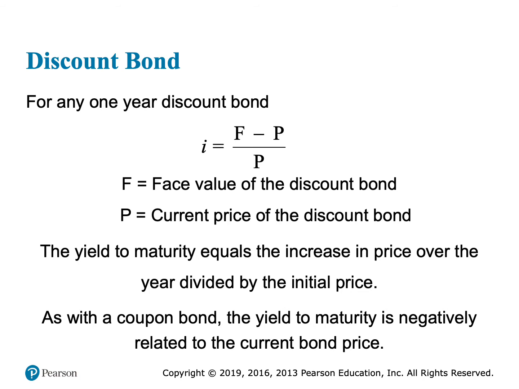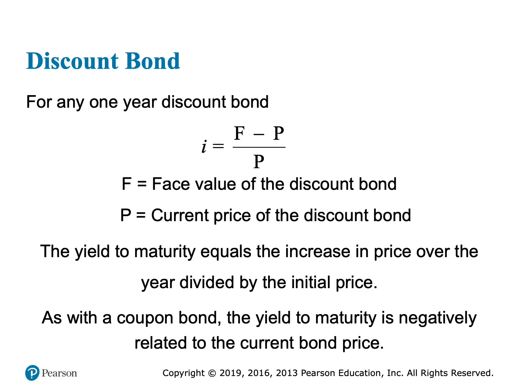The face value of the discount bond, of course, here is F. P is the current price of the discount bond, and the yield to maturity equals the increase in the price over the year, divided by the initial price. As with the coupon bond, the yield to maturity is, again, negatively related to the current bond price. As P rises, the denominator rises and the numerator falls, and of course, the interest rate declines, and vice versa. For a price decline, the denominator is going down, the numerator is going up. Of course, this is driving up interest rates. So our inverse relationship again between interest rates and prices.